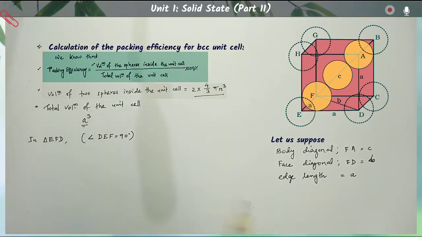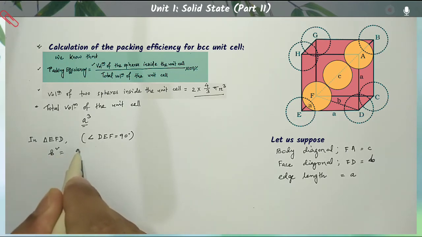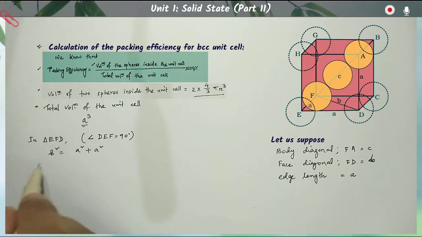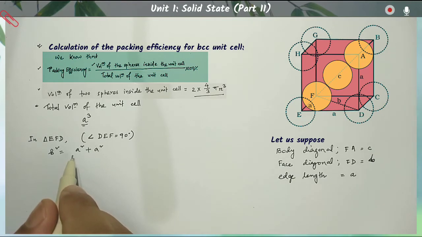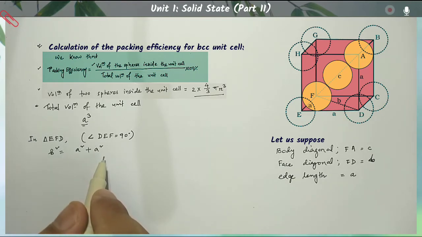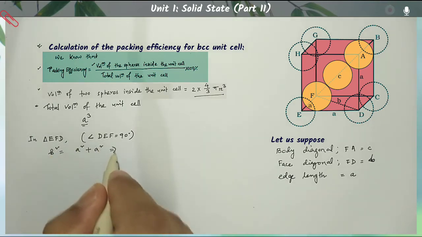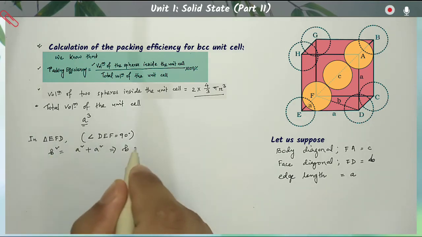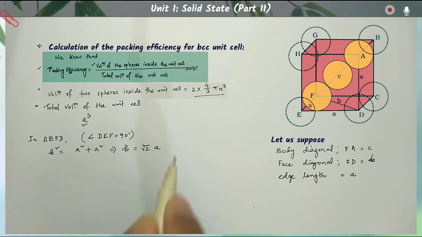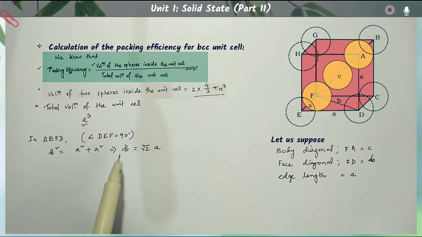So we can use what? Pythagoras theorem. By using the Pythagoras theorem, B square is equal to A square plus A square. Here B is coming from FD, and this A is coming from ED, and this A is coming from EF. Understand? So simple mathematics. So B is equal to root over 2A. So we have this value also, that means we have the value of the face diagonal.